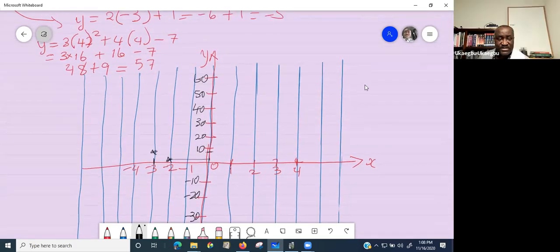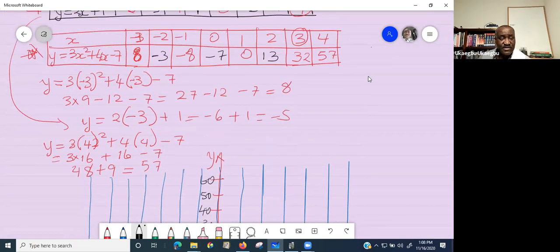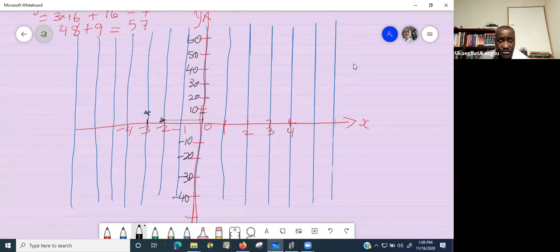Yes, what I'm doing, ladies and gentlemen. It looks like some people are just copying. They are not responding. Only one person is responding. What I'm doing, I'm plotting when x is negative 3, I want to plot 8. When x is negative 2, I want to plot negative 3. When x is negative 1, I want to plot negative 8.